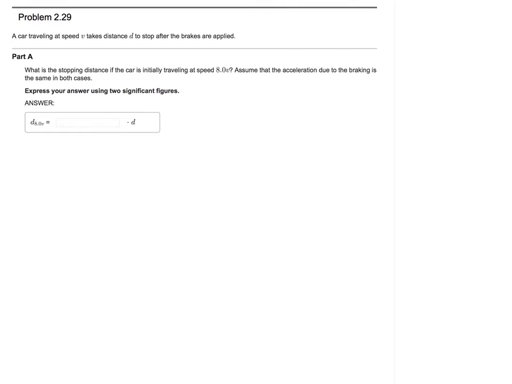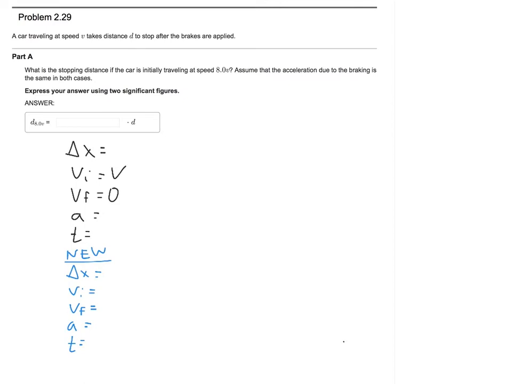So this is one where we want to set up two things, our original situation and our new situation. For our original situation, initially we're traveling at a speed of v, we are slowing to a stop, so our final velocity is 0, and that occurs over a distance of d. For our new situation, we now have a velocity of 8v. We're still slowing to a stop, and we're searching now for this new distance. I'm going to call it d prime.